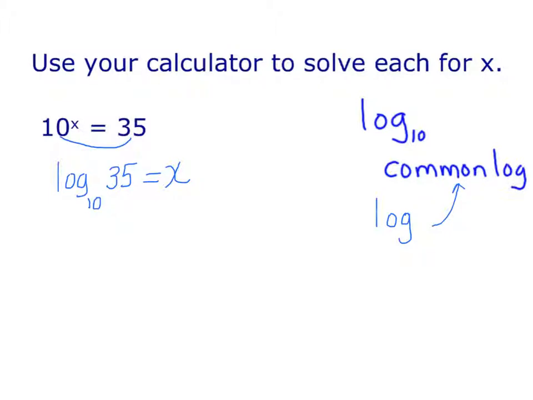But what you would do is just go to your calculator and hit log, and then 35. And you'd notice on your calculator it would not have the 10 as the base. And when you do that, you're going to get 1.5440680044. And I'm not rounding at all. That's exactly what it gives you. And so you can use your calculator because it is a common log.